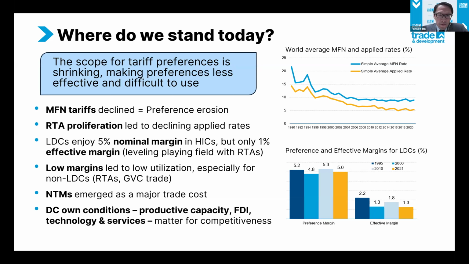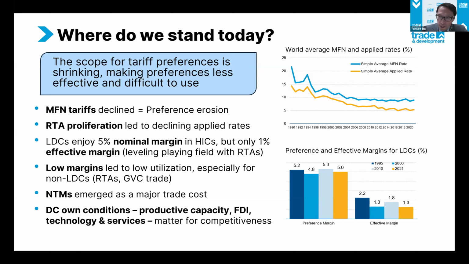And if you have only a small margin of preferences, then countries cannot really use the tariff preferences available. This has been especially the case for non-LDCs, because non-LDCs normally receive less beneficial preferences in the different GSP schemes and so on. Also, when regional trade agreements are available, they tend to use those, and because of global value chain trade, nowadays you need to import to be able to export products. So that makes it difficult to comply with the rules of origin.